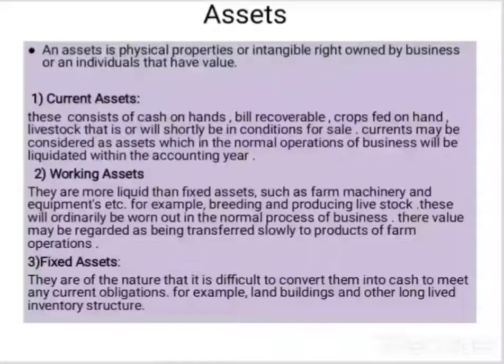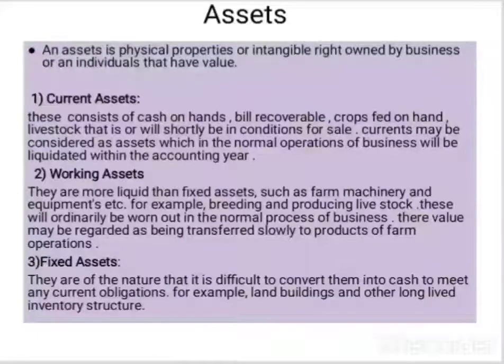And fixed assets are of such a nature that it is difficult to convert them into cash or meet any current obligations. For example, land, buildings, and other long-lived structures. So fixed assets are those assets which cannot be easily converted into cash, and current and working assets can be easily converted into cash. Current assets are very easy to convert, working assets are a little difficult to convert, but they are faster to convert into cash than the fixed assets.